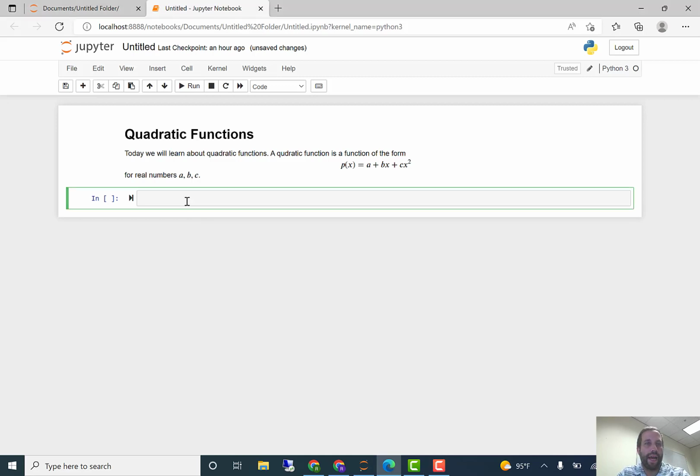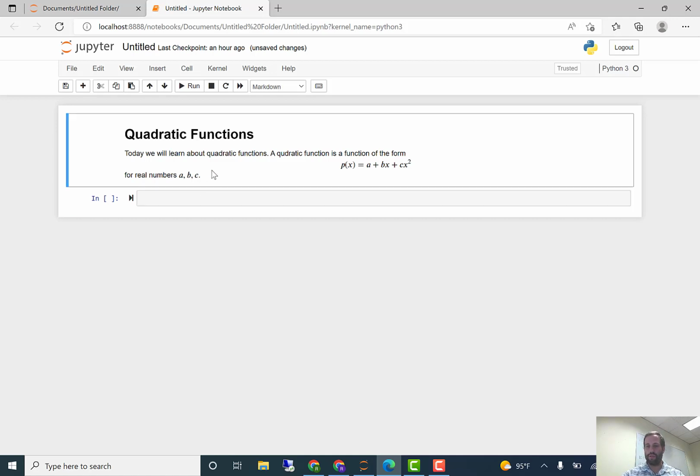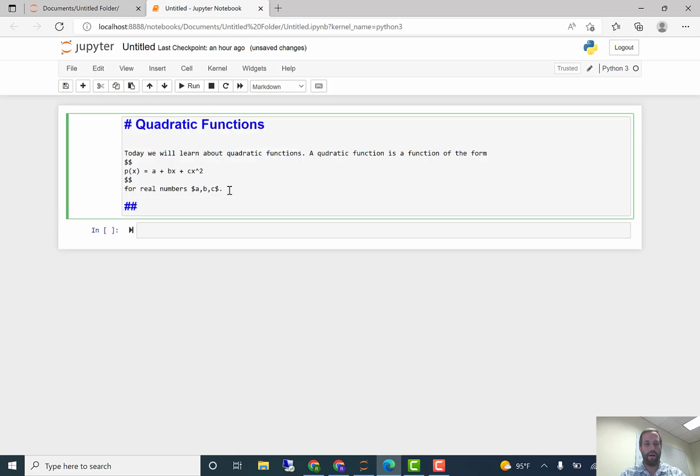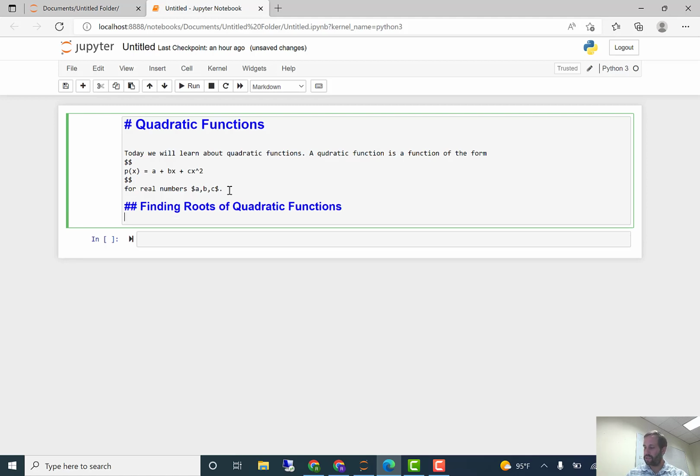Okay, so now I want to actually look at using Sympy. Let's say we want an example where we find the zeros of a quadratic function. We can have a subheading here, finding roots of quadratic functions, and we can say, let's look at the function p of x equals x squared plus x minus 6.